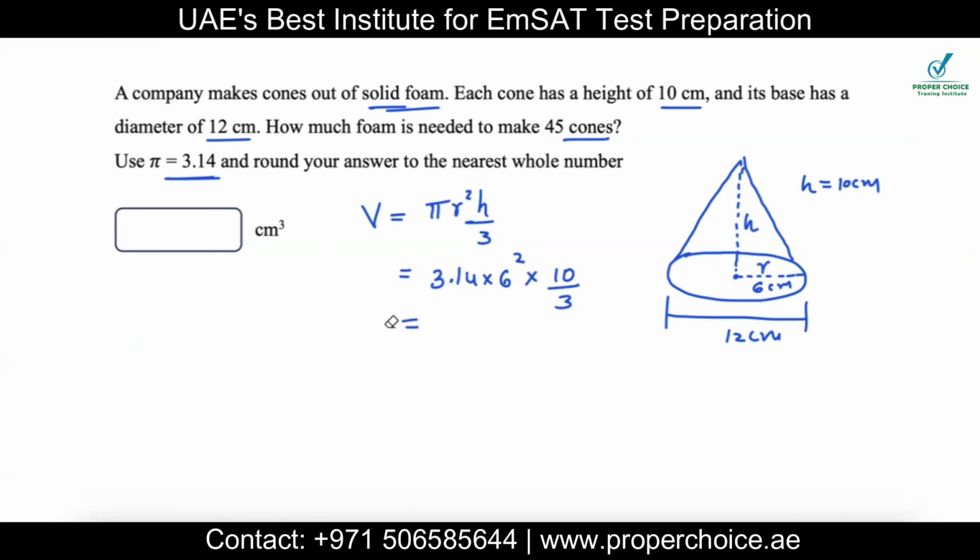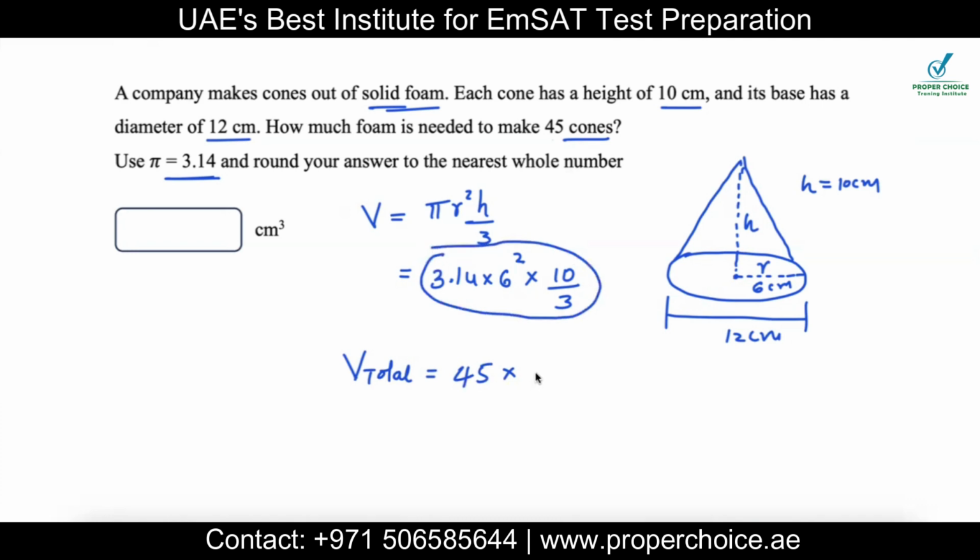So okay, now the question is about what is the total amount of foam needed. So the volume of the total 45 cones, I just need to multiply this value by 45. Either you do it individually or let me do it all together. 45 times the volume of this one cone.